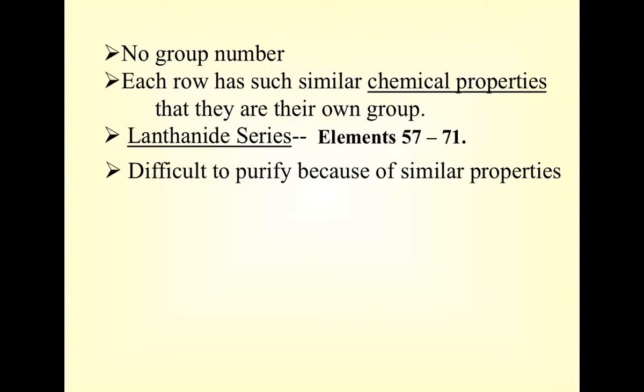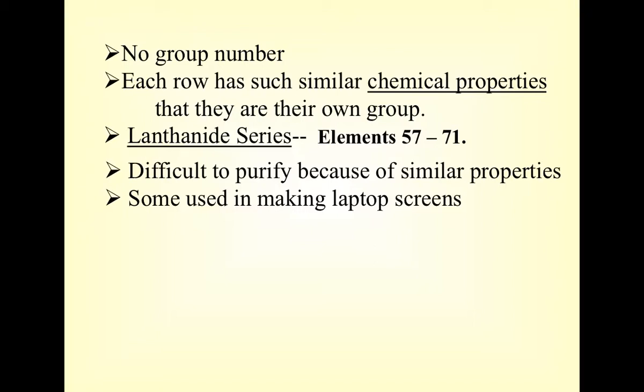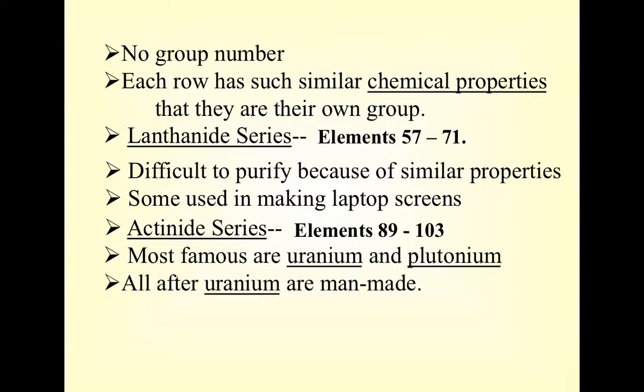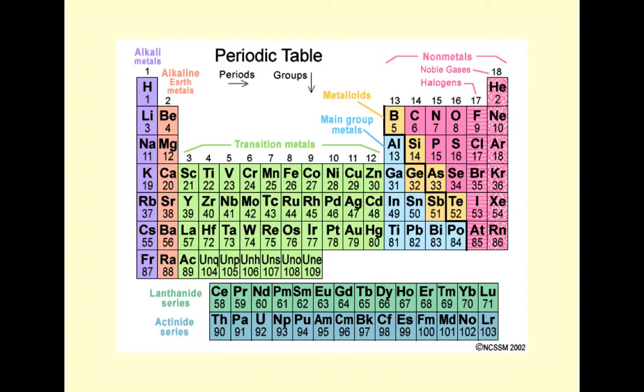These were difficult to purify because they were so similar, and we use several of them in making laptop screens. The bottom row is referred to as the actinide series, elements 89 through 103. The most famous of these are uranium and plutonium because we use those in nuclear power plants. All of the elements after uranium are actually man-made. So, this is kind of what that periodic table looks like.